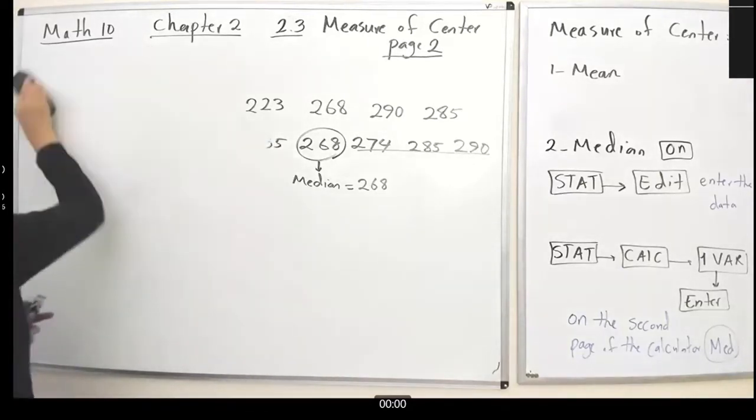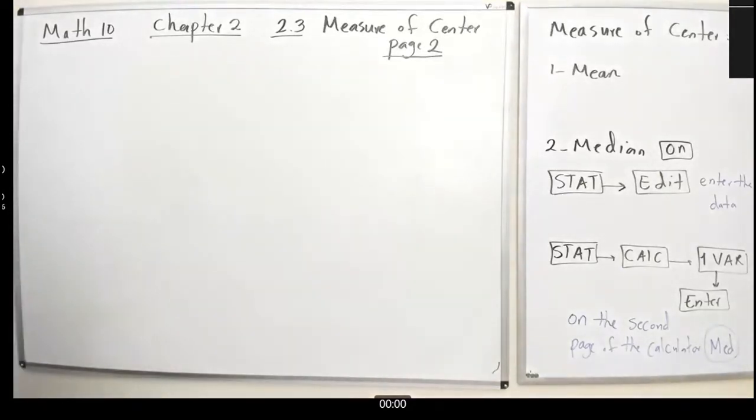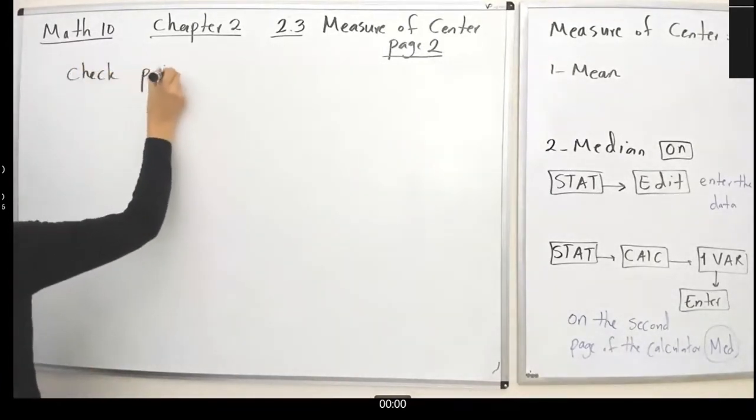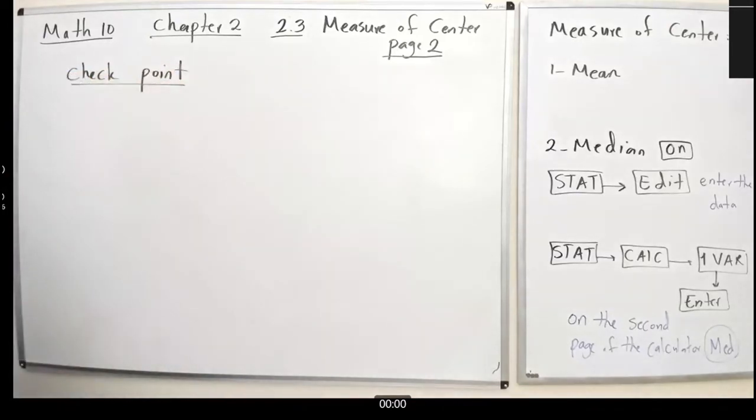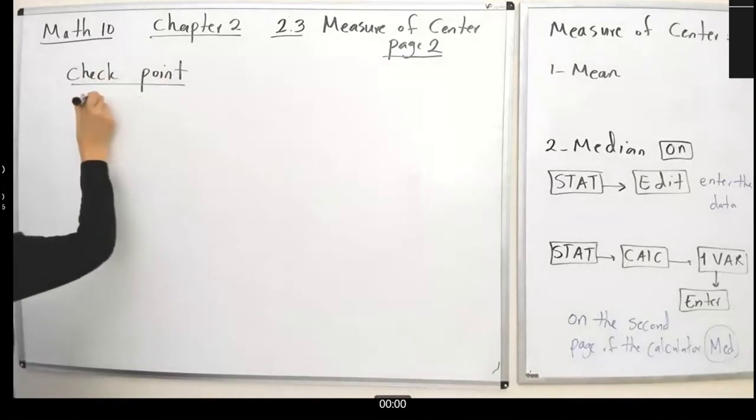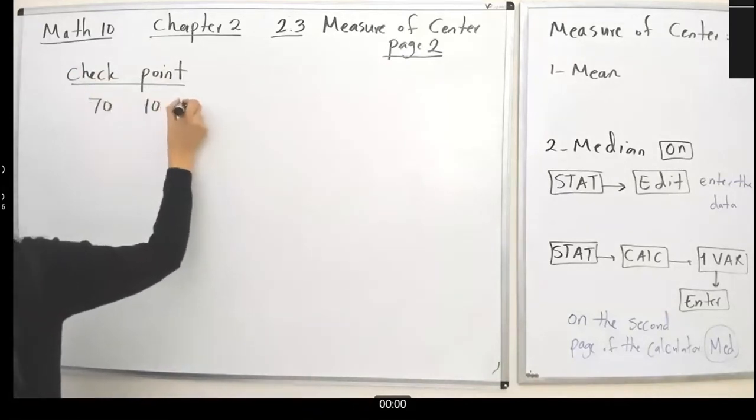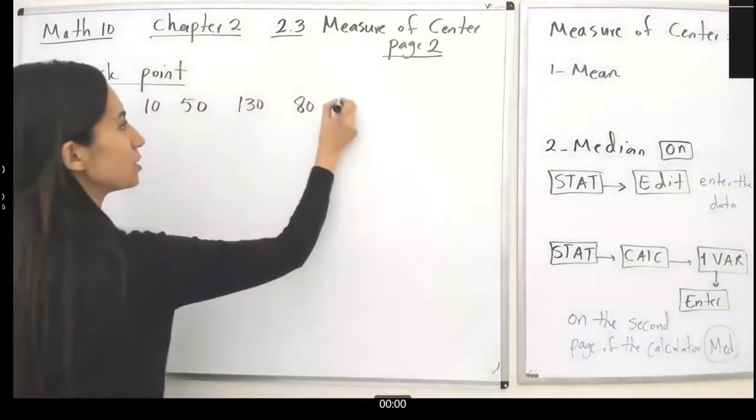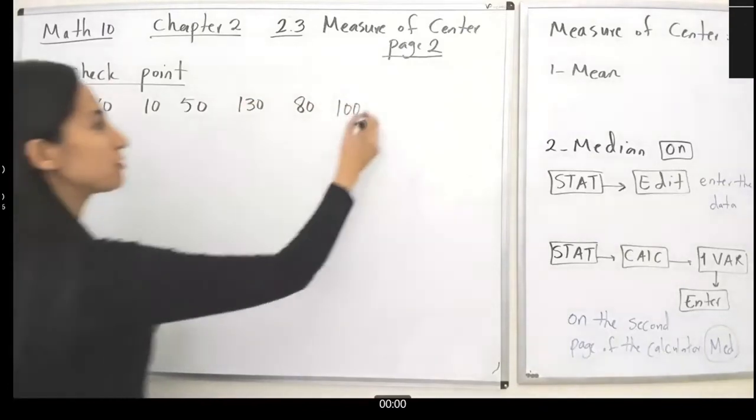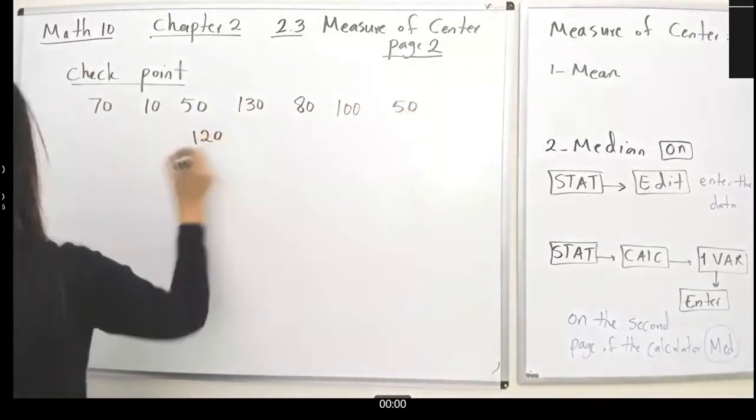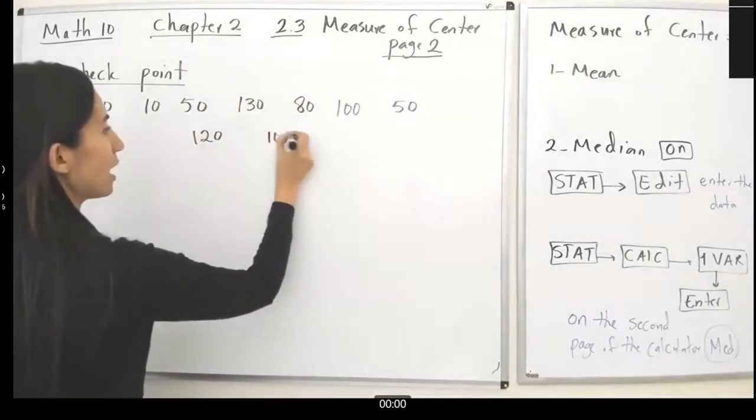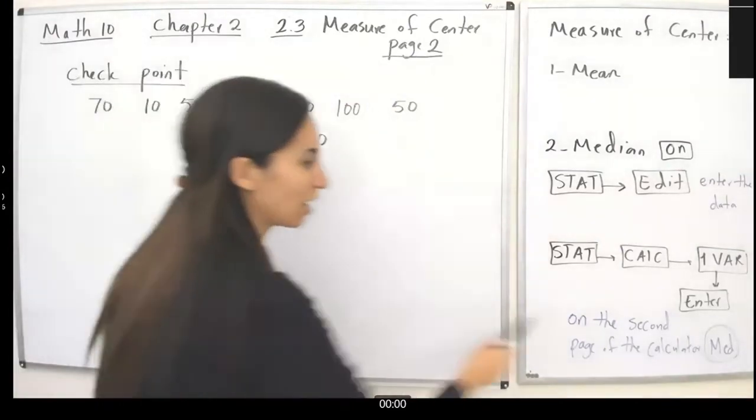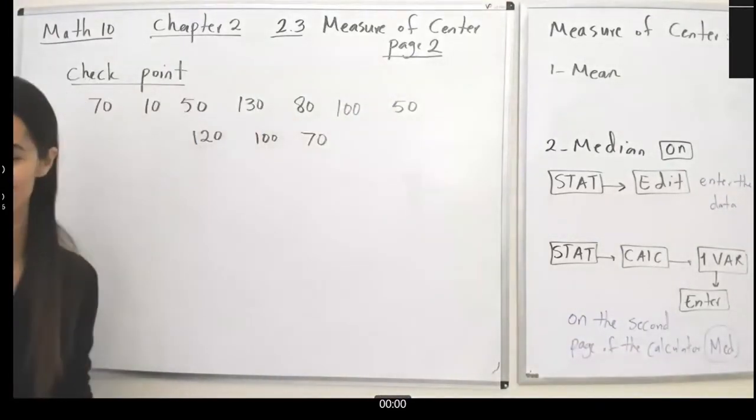So our checkpoint is on page 2. In this checkpoint, we have 70, we have 10, we have 50, 130, you have 80, you have 100, you have 50, you have 120, you have 100, and you have 70. Please use your calculator and find the median of your collection.